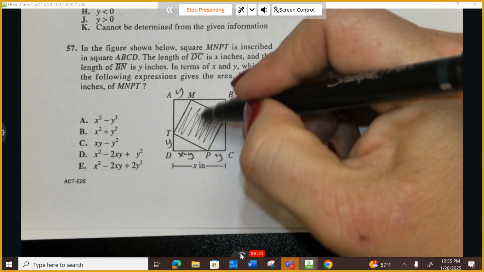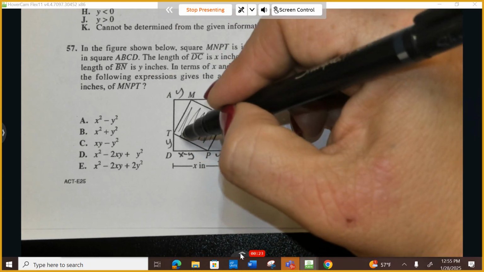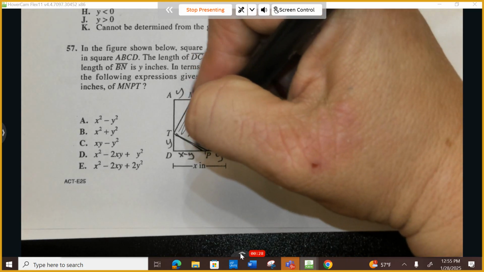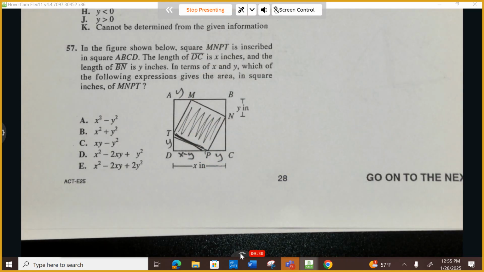Now, this is a square. It says up here this is a square. That means I know a square is going to be length times width, or s times s. So if I can figure out what the hypotenuse of this small right triangle is, I'm just going to square it. I'm going to be done. Is everybody good at that?